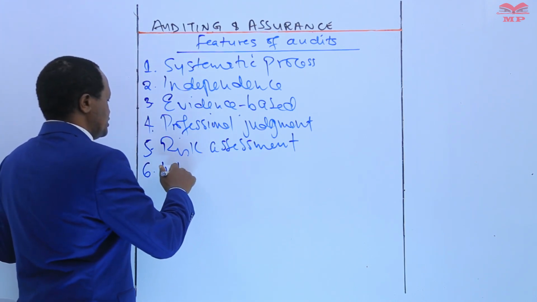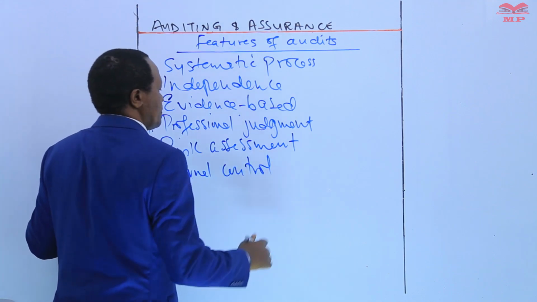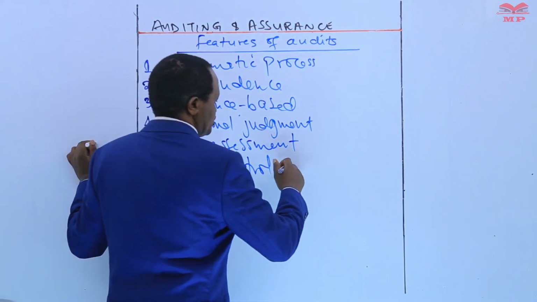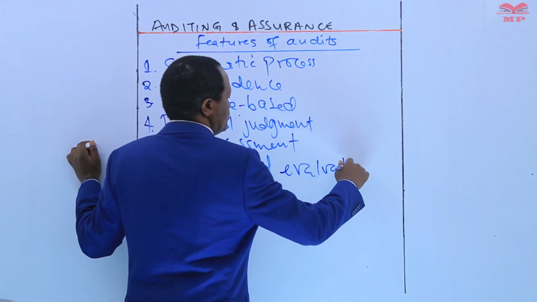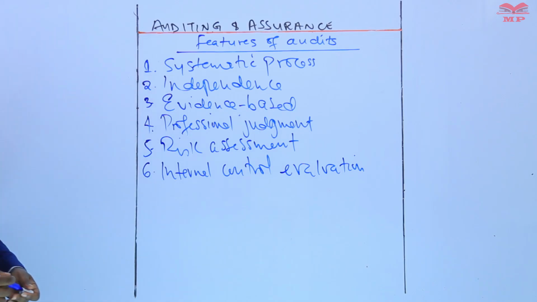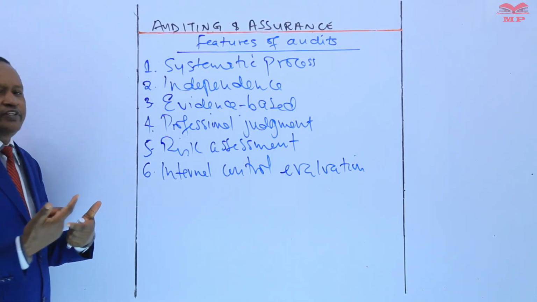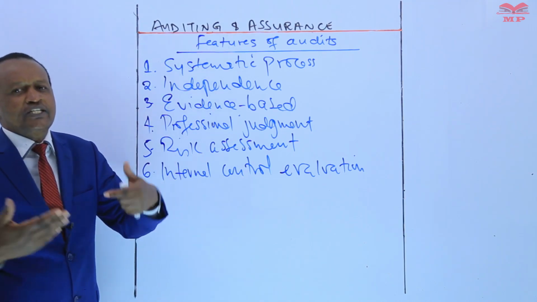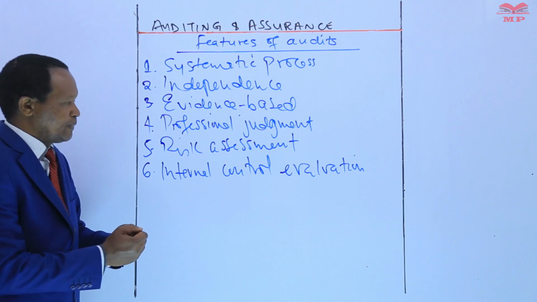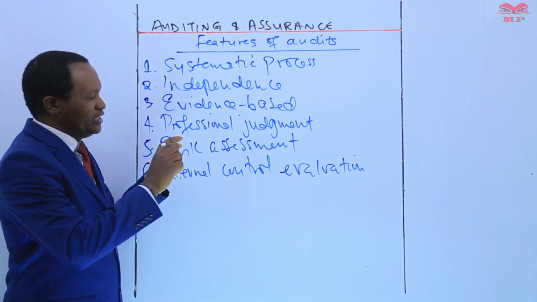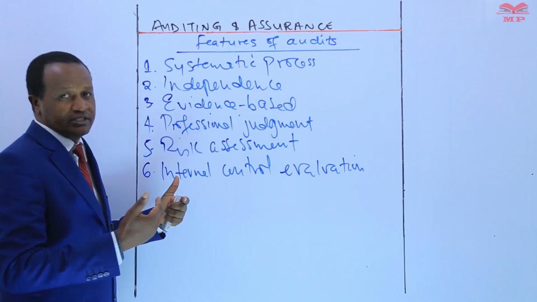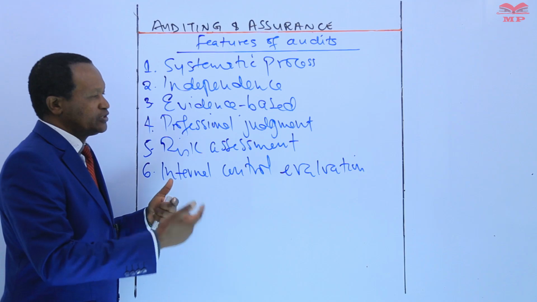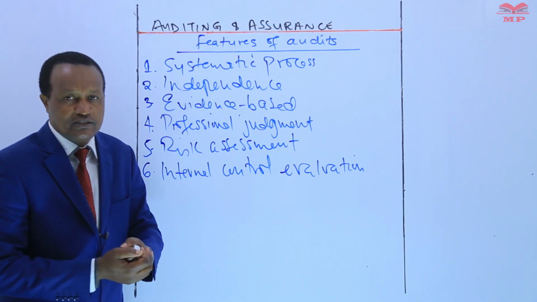6. Internal control. There is an aspect of internal control evaluation. Auditors evaluate the effectiveness of an organization's internal control system, which is designed to prevent and deter errors and fraud. The internal controls are put in place by the management, and the purpose for having internal controls in the company is so that the assets of the company can be safeguarded.